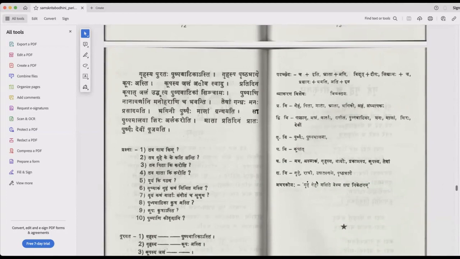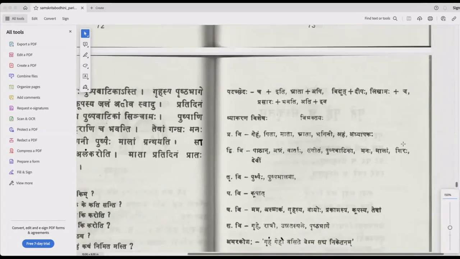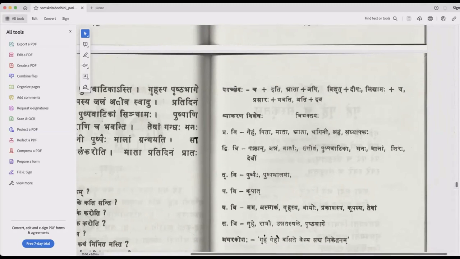Padachedaha. So go ahead and do the combining. Cha plus iti is cheti. Bhrata plus api is bhratapi. Vidyut deepaha is vidyut deepaha. Likhamaha plus cha is likhamascha. Prasaraha plus bhavati is prasaro bhavati.